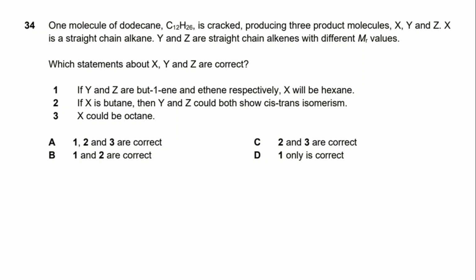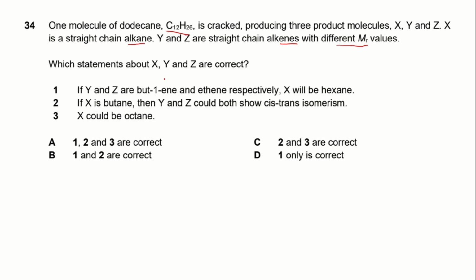In this question, a hydrocarbon dodecane, C12H26, is cracked, producing three products X, Y, and Z. X is an alkane, Y and Z are both alkenes, but with different molecular weights. We are going to see which statements about X, Y, and Z are correct.